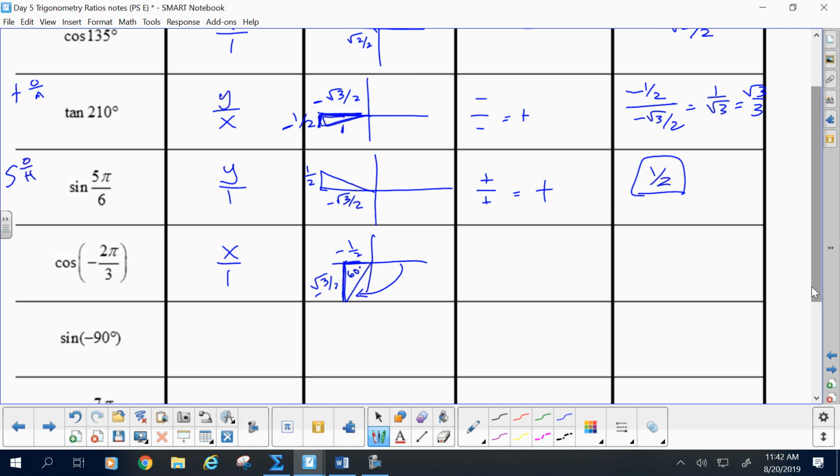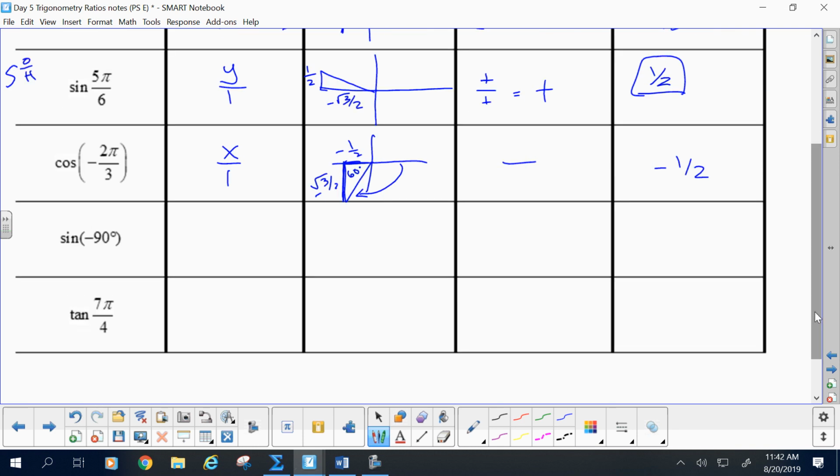What about x over 1, and what's the sign? What's the x there? Is cosine positive or negative there? It's negative because x is negative, yeah? And what is your final answer then? If I take the x over 1, it's just -1/2.